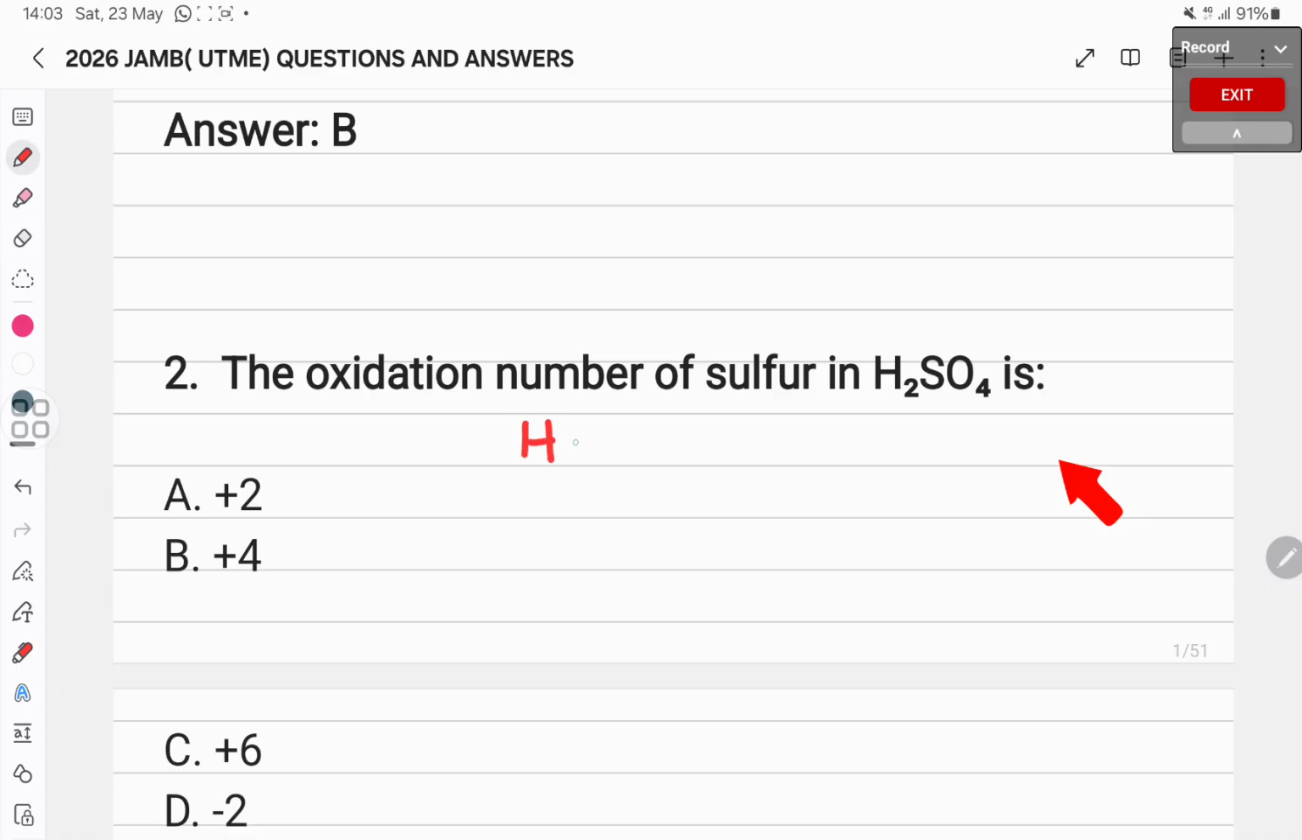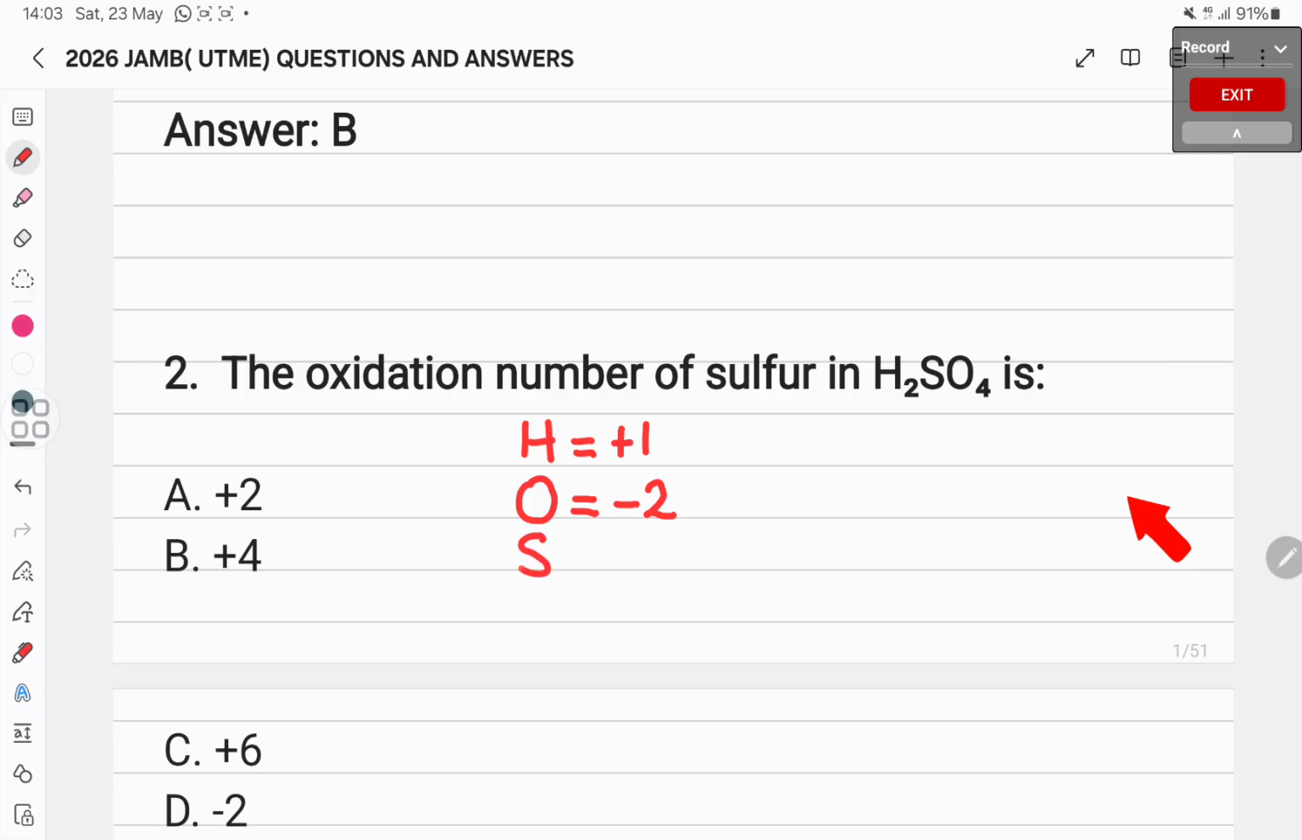For hydrogen, the oxidation number of hydrogen in most compounds is +1. In a few compounds like the metallic hydrides, it is -1, but this compound is not a metallic hydride. So the oxidation number of hydrogen will be taken as +1. For oxygen, the oxidation number of oxygen in most compounds is -2. In some compounds, mainly peroxides, the oxidation number of oxygen is -1. But this compound is not a peroxide, so the oxidation state of oxygen will be taken as -2.